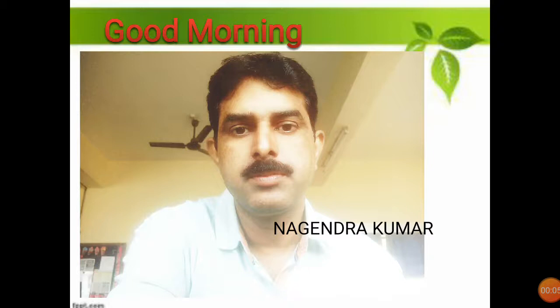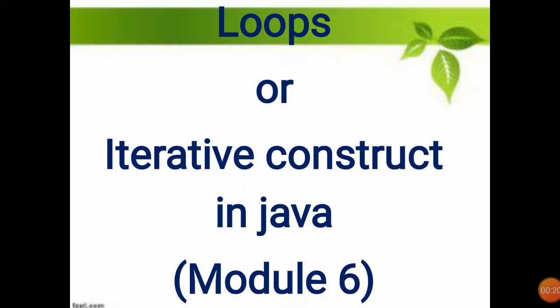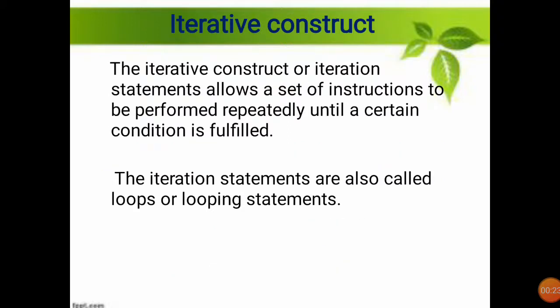In the last video, I discussed operators in Java. In this video, I am going to discuss the iterative construct in Java, or loops in Java. So let's first understand what the iterative construct is. The iterative construct, or iteration statement, allows a set of instructions to be performed repeatedly until a certain condition is fulfilled. It repeats a block of statements until the condition is true. The iteration statements are also called loops.